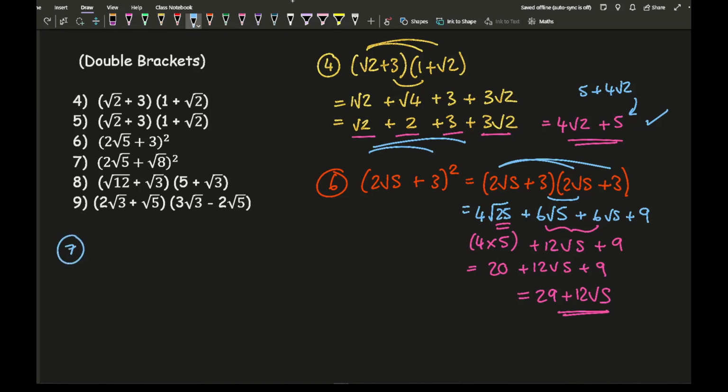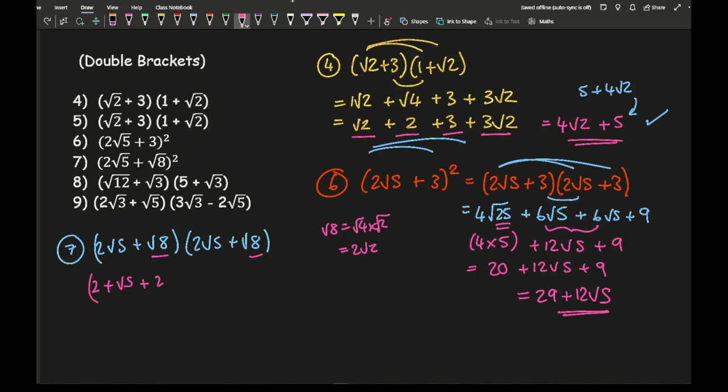Then for question 7, I've got 2 root 5. So a very, very similar question. I've got 2 root 5 plus root 8 multiplied by, and again it's just being squared, so I've got this. Now again, one thing you might want to do is simplify the root 8. So root 8 is root 4 times root 2, and that's 2 root 2. So I can rewrite this as 2 root 5 plus 2 root 2.